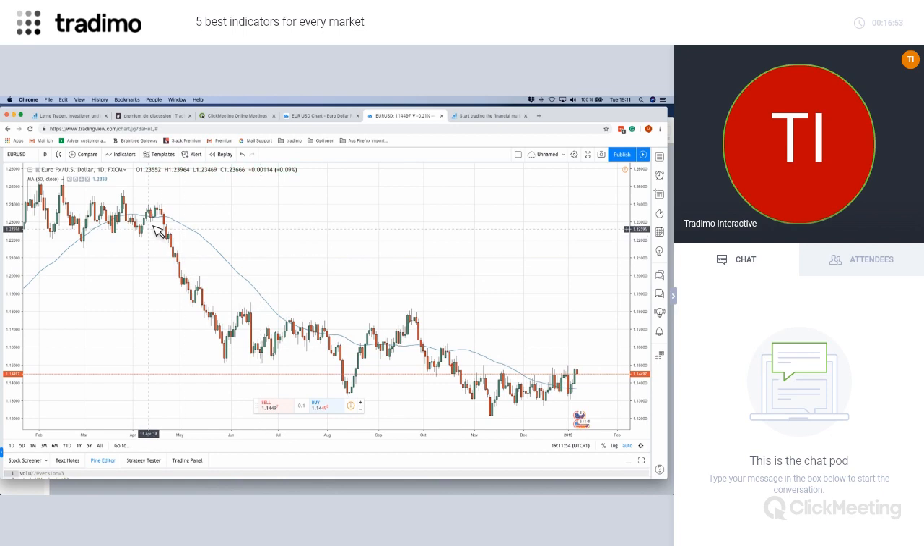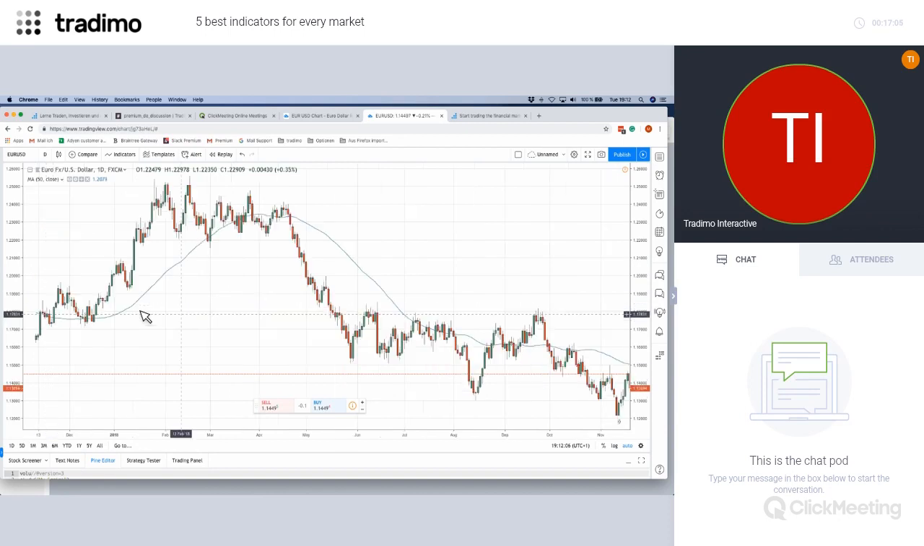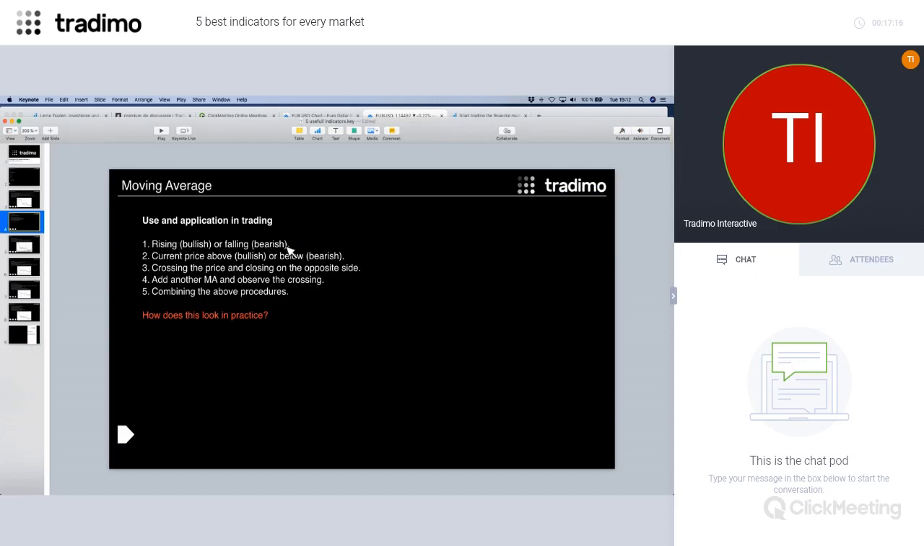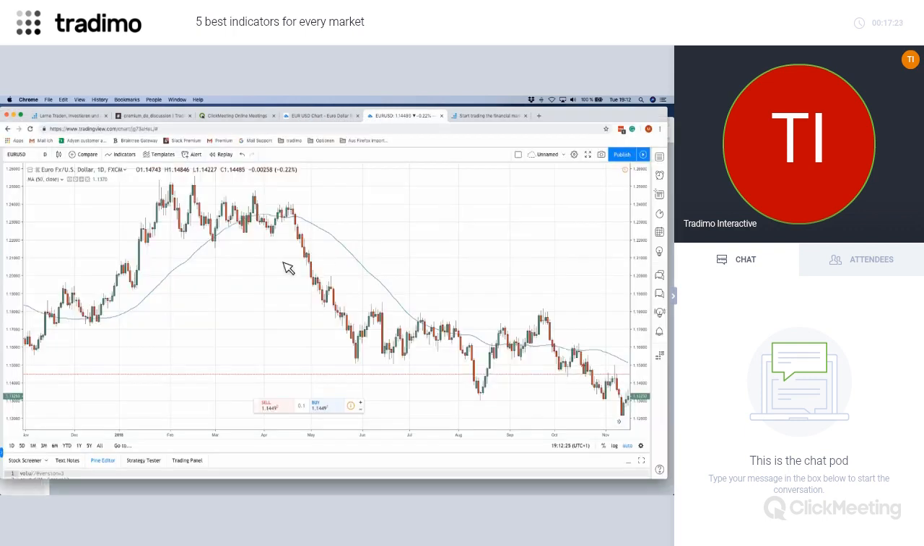And now you can see here, this is the moving average. And here, the moving average is falling. And this indicates a bearish market. And at this period of time here, the moving average is rising. And this indicates a bullish market. So this is very, very simple. And this is what I wanted to show you with the first one here, rising and falling of the moving average.